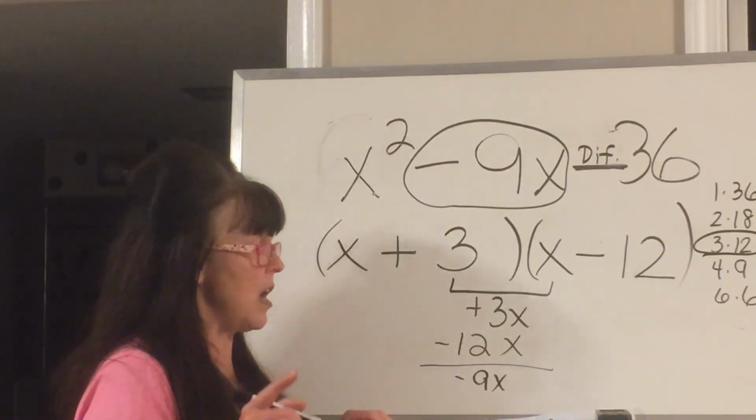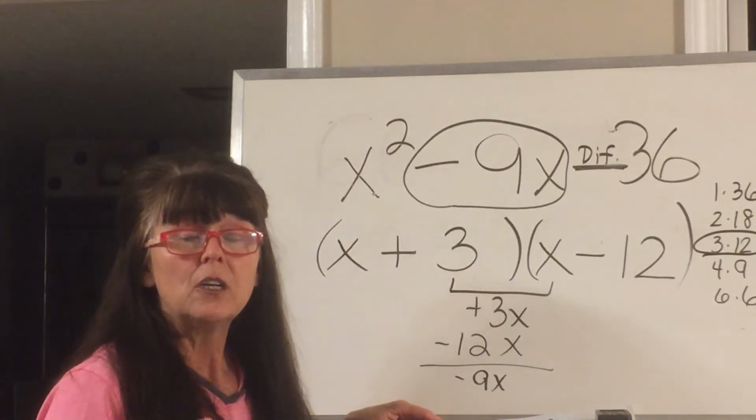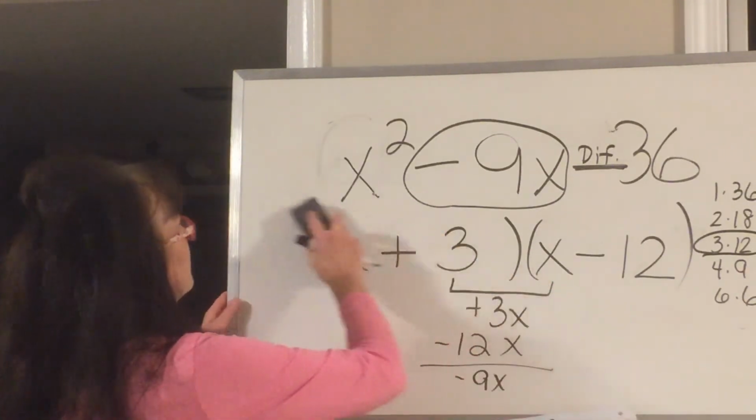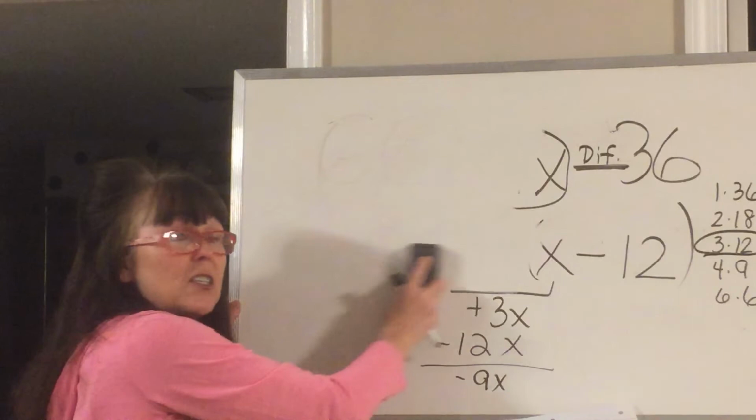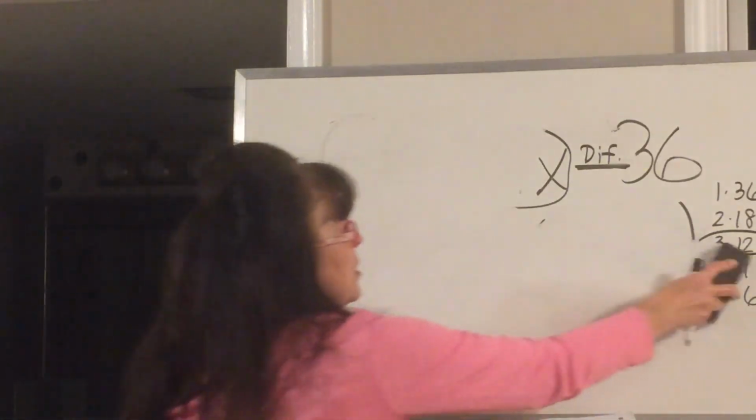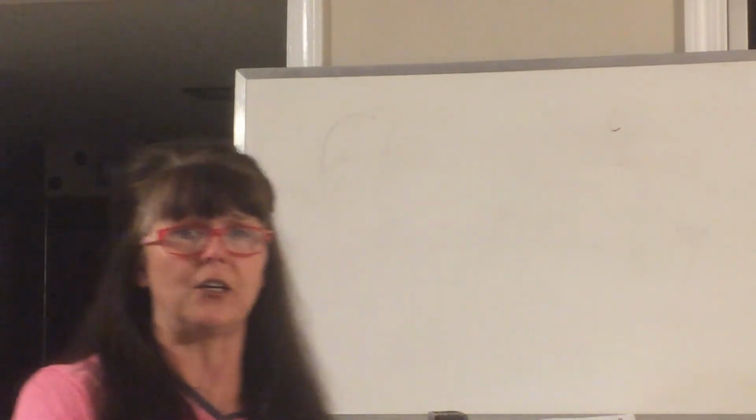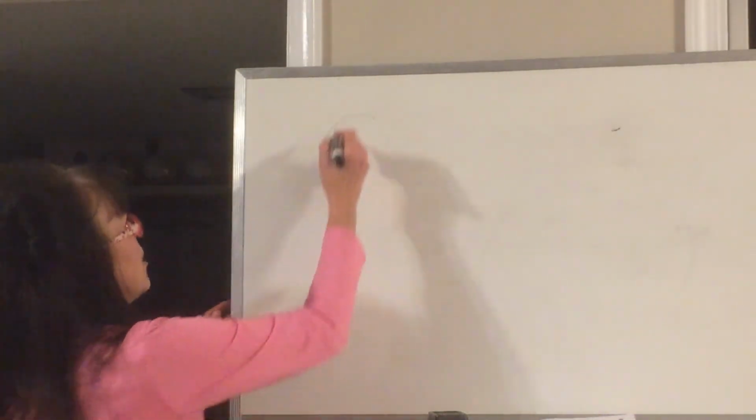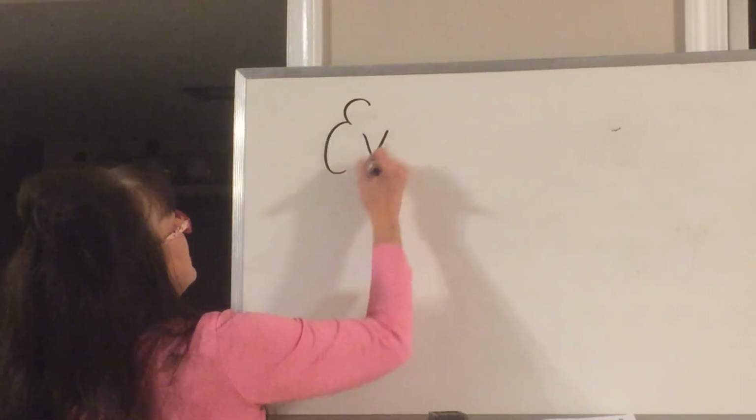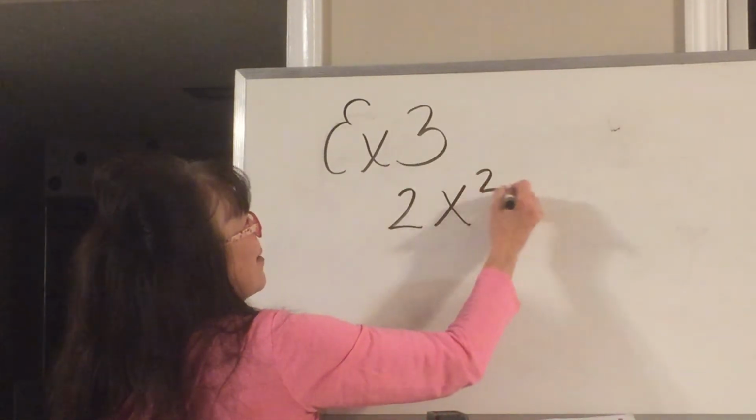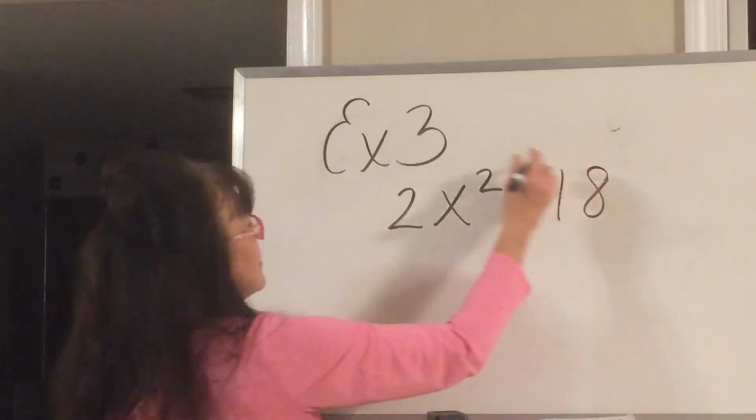Now, let's go on to review a difference of squares. So far, these are the things that you should know: GCF, trinomial, and difference of squares. And we have one more kind of factoring, and we'll do that tomorrow. That'll be called cubes. All right, so example 3 is 2x squared minus 18.